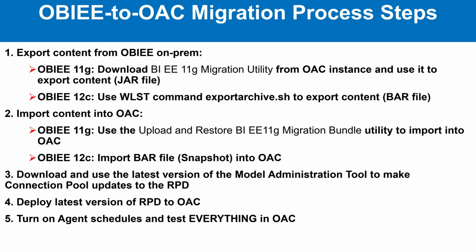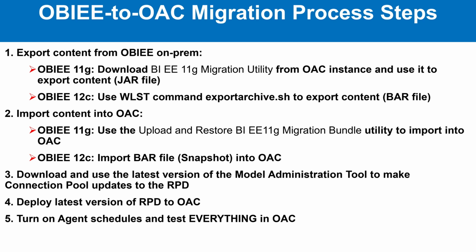These are the high-level steps. First, export content from OBIEE on-prem. If you're working with OBIEE 11G, you would just download the BI 11G migration utility from your OAC instance on the snapshots page and use it to export the content as a jar file. If you're working with OBIEE 12C, you're probably already familiar with the export archive. You would just use the WebLogic scripting tool command to export the content as a bar file.